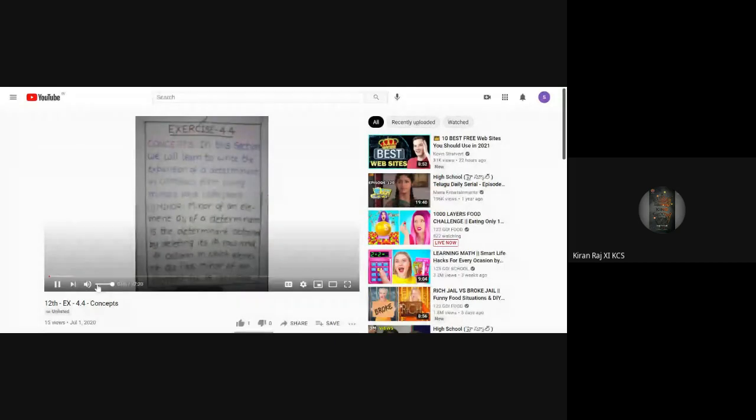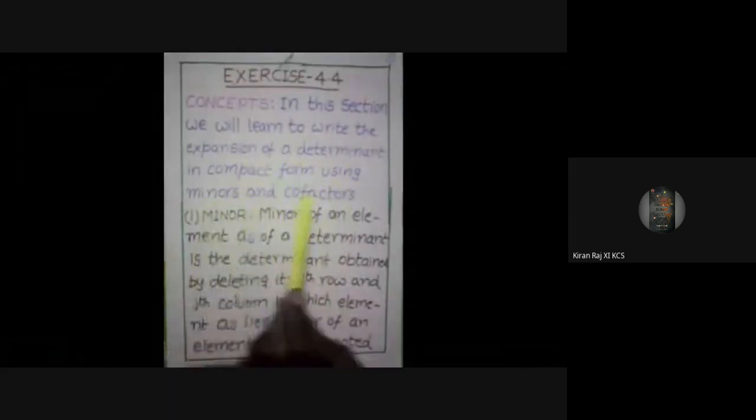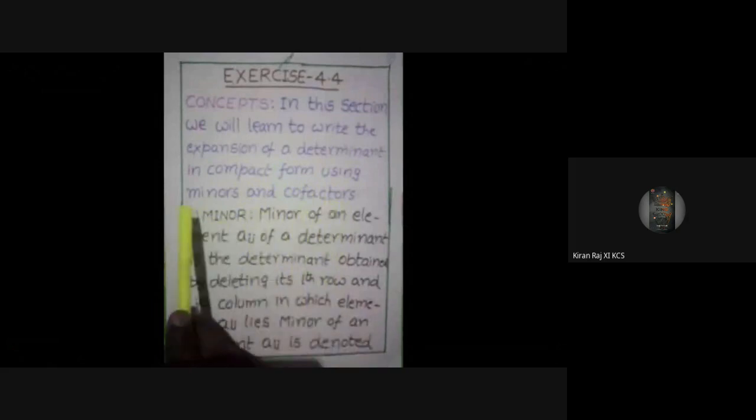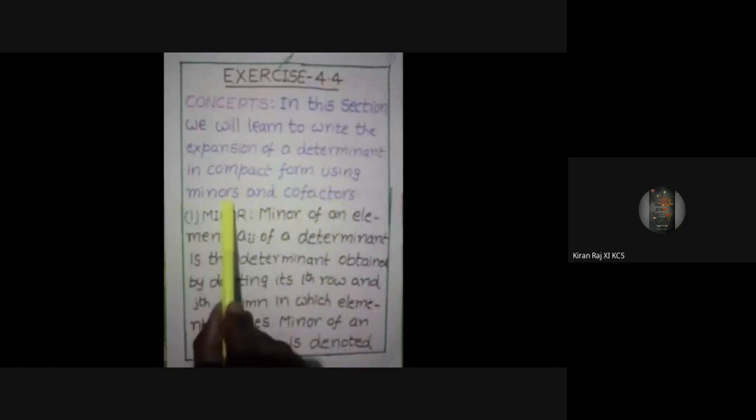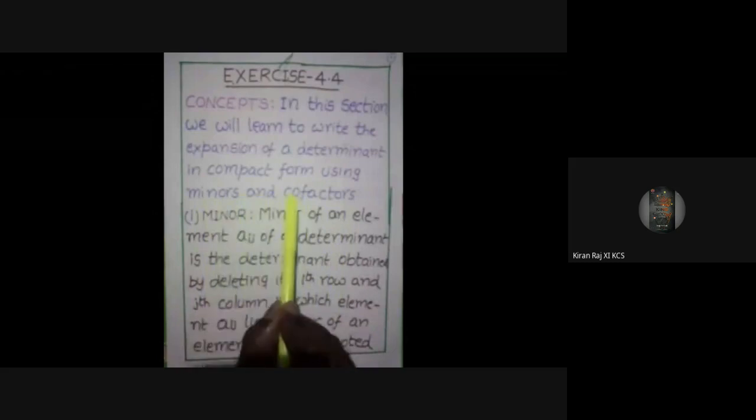Now, today we are going to discuss exercise 4.4 concepts. Let us see what are the concepts given here. In this section, we will learn to write the expansion of a determinant in compact form using minors and cofactors. So, we especially focus on minors and cofactors in this exercise. We define what is meant by a minor of an element and a cofactor of an element. Only these two concepts are focused on in this exercise.